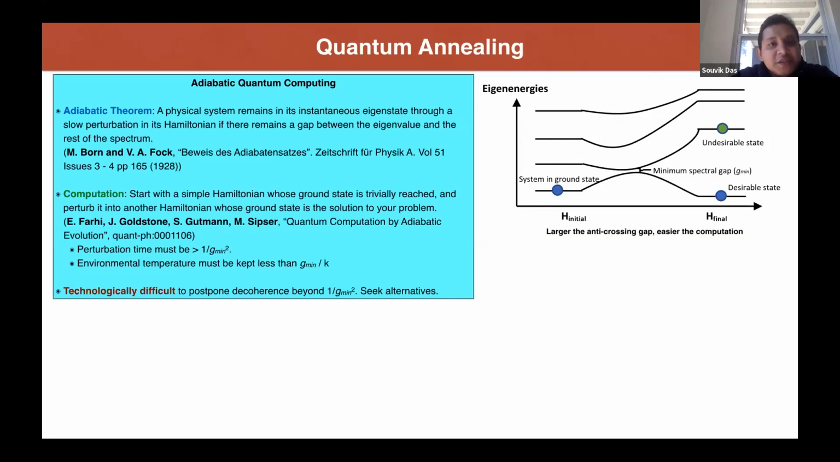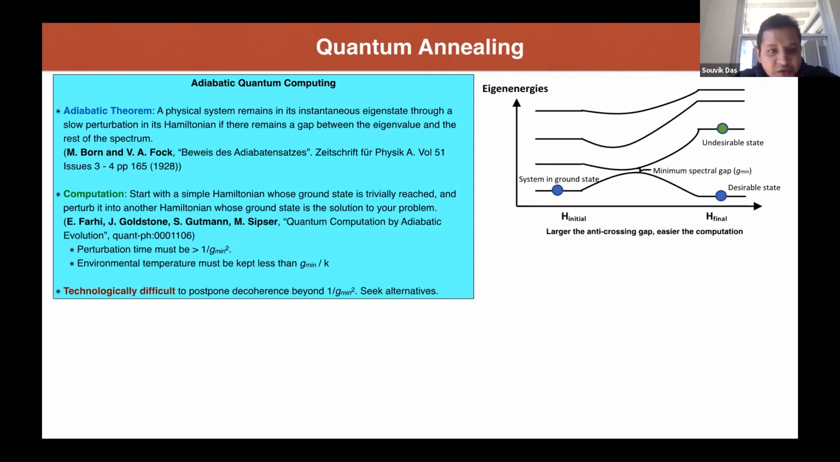Quantum annealing has a history in the adiabatic theorem of quantum mechanics. The theorem states that a physical system remains in its instantaneous eigenstate through a slow perturbation in its Hamiltonian if there remains a gap between the eigenvalue and the rest of the spectrum. So if we start a system in the ground state of H initial, and then you perturb the Hamiltonian to some other Hamiltonian with a different set of states, the system will most probably end up in the ground state of the new Hamiltonian.